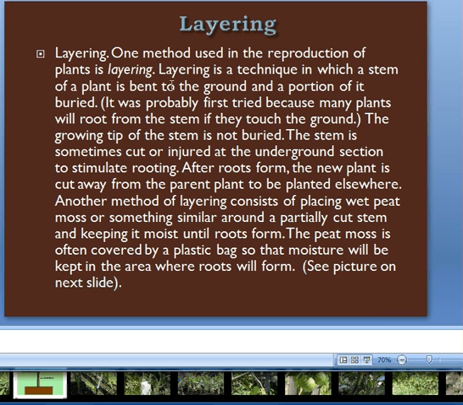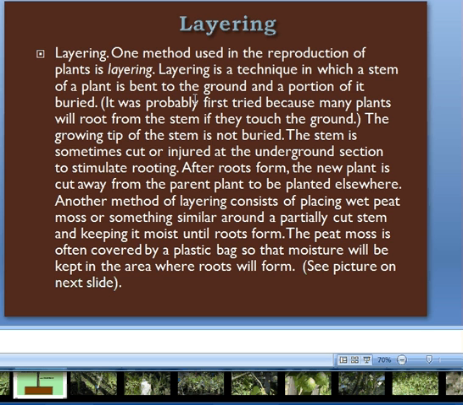It's a technique in which a stem of the plant is bent to the ground and a portion of it is buried. And kind of interesting, they probably first tried this because many plants will root from the stem if they touch the ground. So they tried this, and sure enough, that works. But remember, the growing tip of the stem isn't buried. So I'd like to have you read through this. It's a type of reproducing of plants. Obviously, it's kind of an artificial way, because we are doing the burying and leaving the tip out.